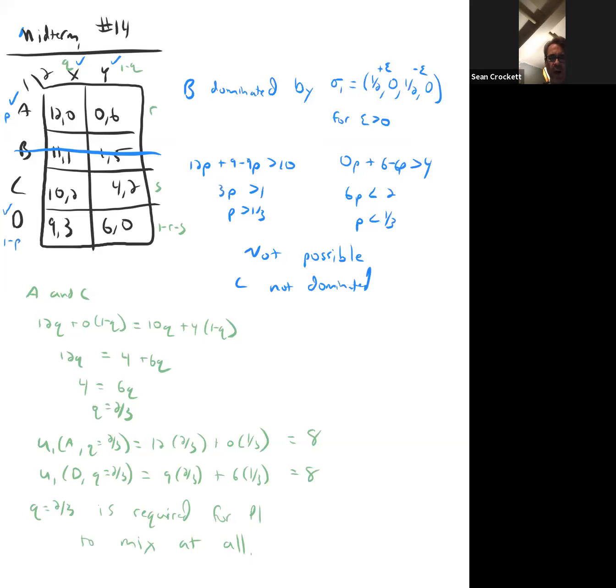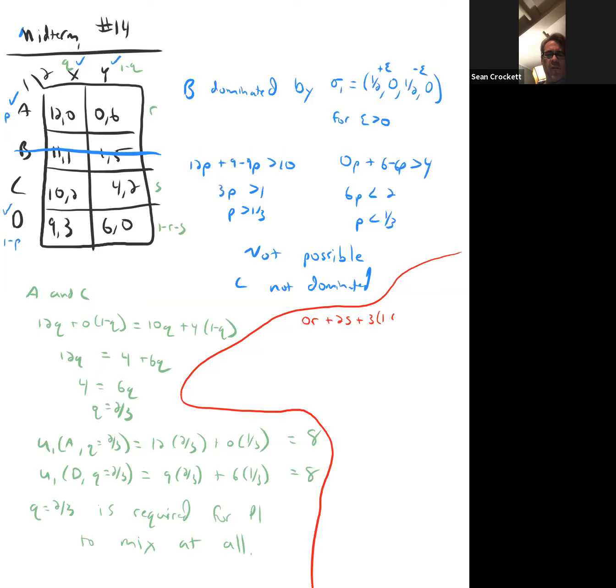All right. So now we have to find what's going to keep player two indifferent. Okay. So to keep player two indifferent, we're going to need that zero times R plus two times S plus three times one minus R minus S has to equal six times R plus two times S plus zero times one minus R minus S.